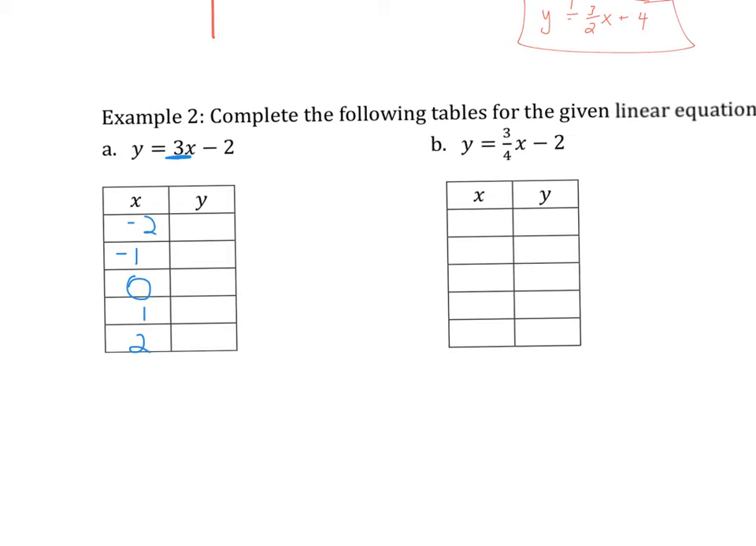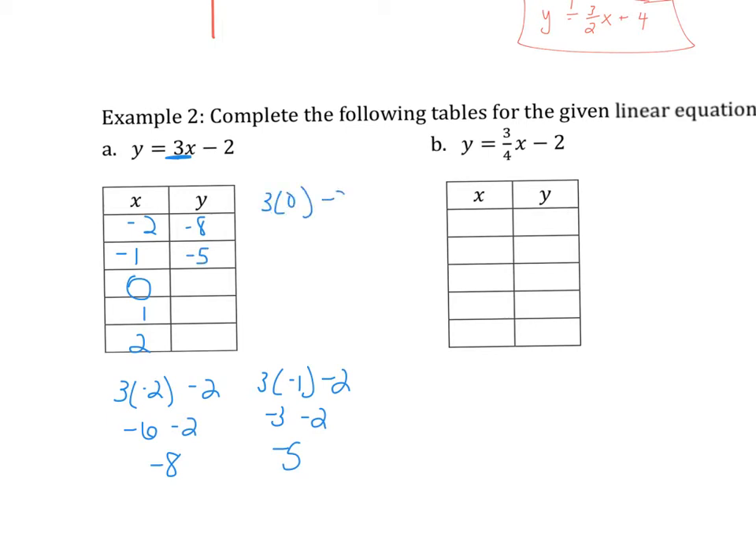I'm going to start with negative 2. 3 times negative 2 minus 2. So negative 6 minus 2 gives me negative 8. Plug in the negative 1. 3 times negative 1 is negative 3, minus 2 is negative 5. Plug in the 0. 3 times 0 is 0, minus 2 is negative 2. And lastly, oh, sorry, not lastly, 3 times 1 minus 2. So 3 minus 2 is 1.